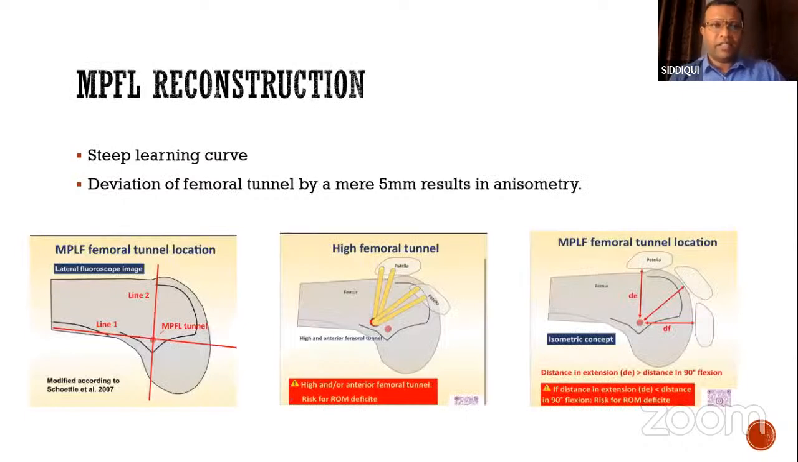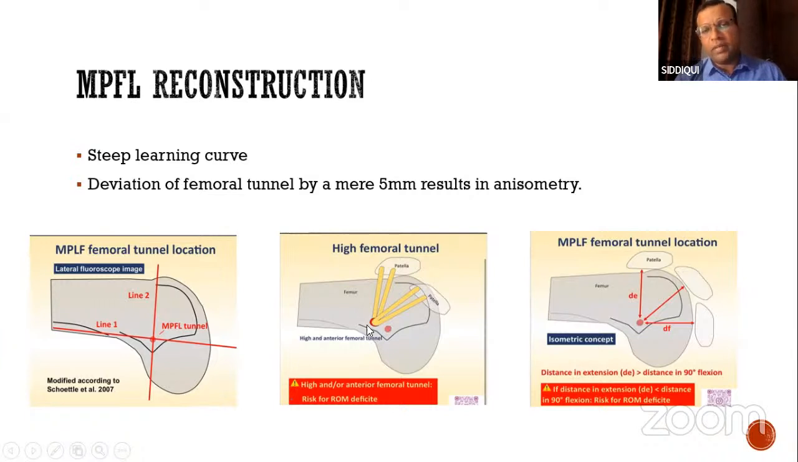MPFL reconstruction has a steep learning curve. Any deviation of the femoral tunnel by a mere 5 mm results in anisometry. We are all well aware of Schöttle's point. This is the posterior cortical line, along the posterior border of the Blumensaat line. One more line will come along the posterior border of the medial femoral condyle. Schöttle's point will be 1 mm anterior to the cortical line and 2.5 mm distal to the medial femoral condyle line. This is the Schöttle point.